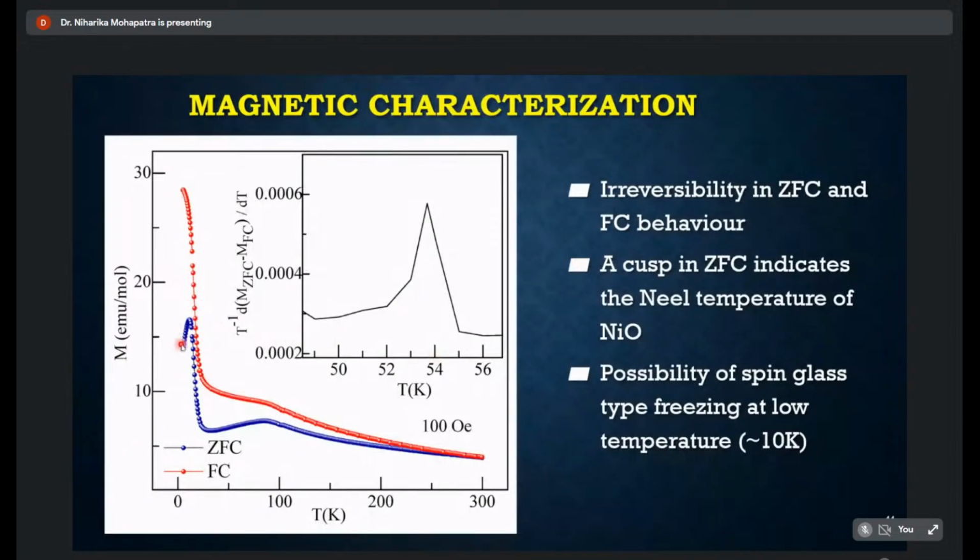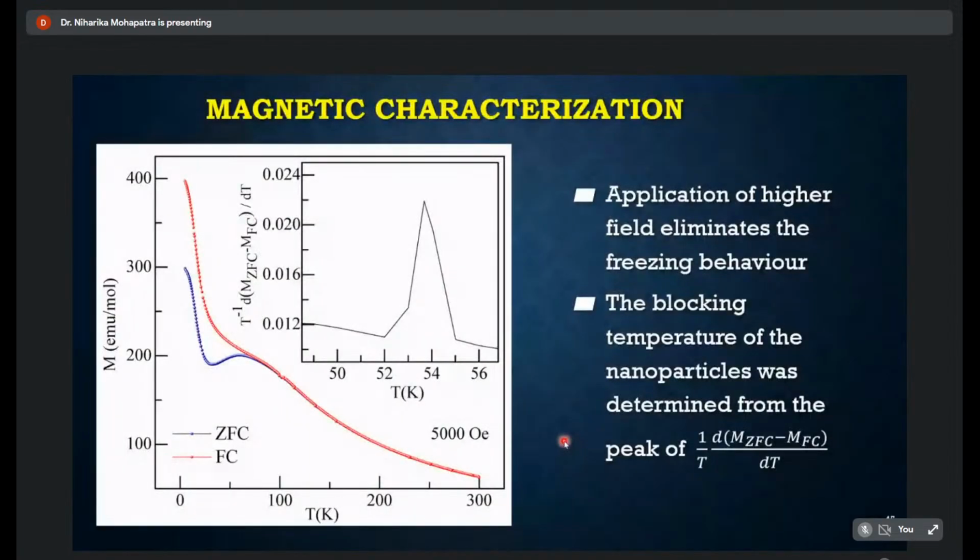There is also additional spin glass type of freezing at very low temperature, below 10 K. But if we increase the field, this low temperature freezing is completely wiped away, while the blocking temperature is still intact at 54 K.